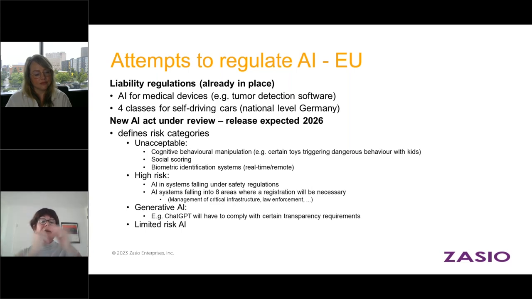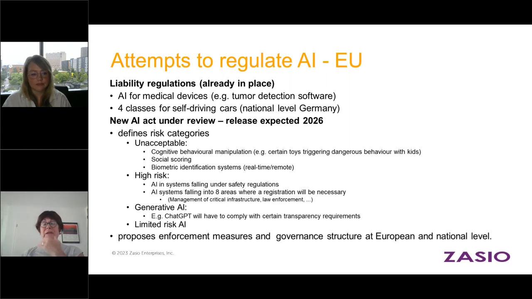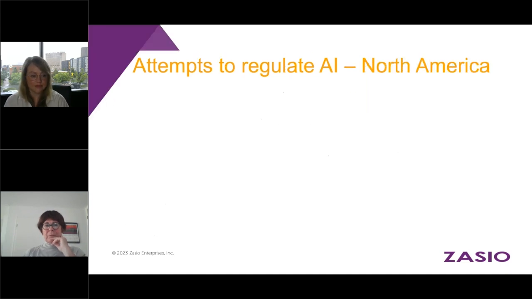And then you have things like ChatGPT, with transparency requirements associated with that, and limited risk, which could be used without major regulations or liabilities that you have to be afraid of. As I said, there will be strong penalties, and the governance structure will most likely be similar to the GDPR. With that, I hand over now back to Zasio.